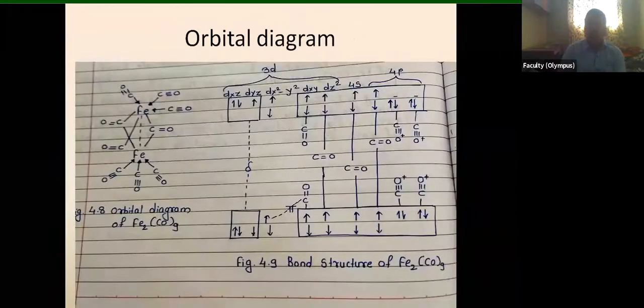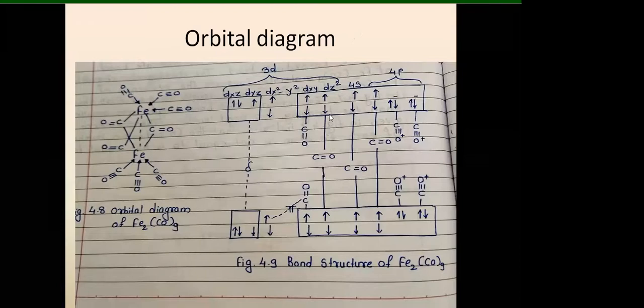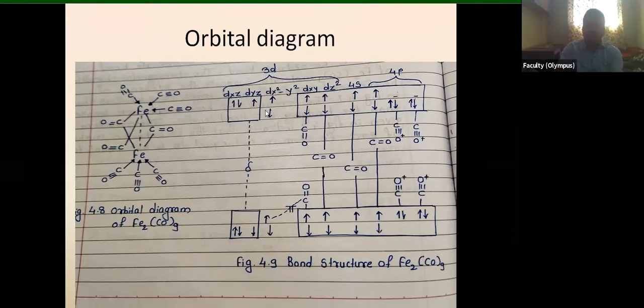Now the orbital diagrams. Its orbital diagrams are quite complicated. The atomic number of iron is 26. Electronic configuration 4s2 3d6. There are 6 electrons in the 3d orbital and 2 electrons in the 4s orbital.